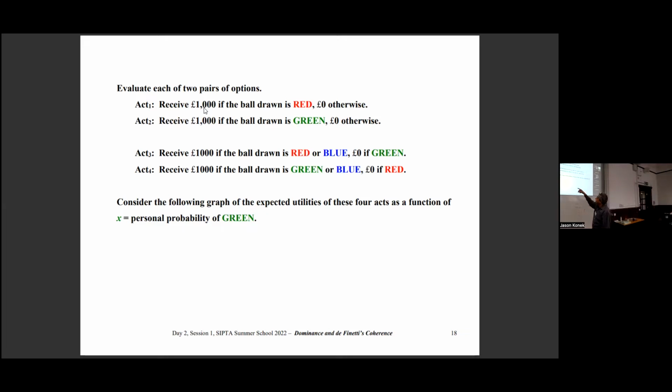Act 3 and Act 4 are a bit more complicated. Act 4 is easy to describe. It says get the 1,000 if either green or blue and 0 if red. So that's using an event, an indicator, that has a well-defined price of 2/3, because green or blue is the complement of red. On the other hand, Act 3, its lower expected value is 1/3, because we know there may be no blue, but there's at least 1/3 red. And it could go up to 1, so its range is from 1/3 to 1.